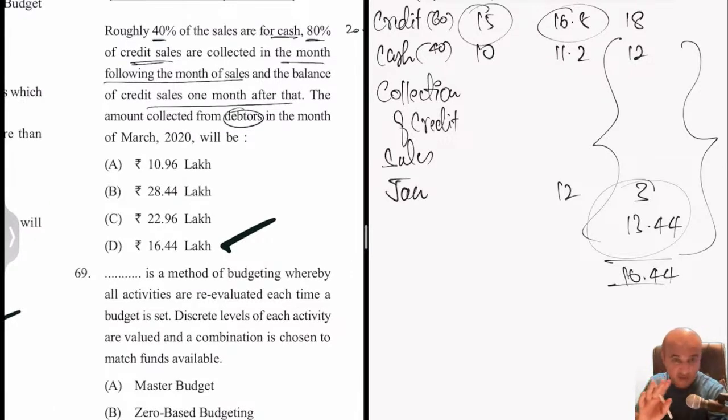But if they ask how much cash is collected in the month of March, then it will be 16.44 plus 12, because that is the cash which we collected from cash sales. Otherwise, if they ask the way they have asked here, how much is collected from debtors, then it will be 3 plus 13.44, which is 16.44. That's all. Okay, moving on.